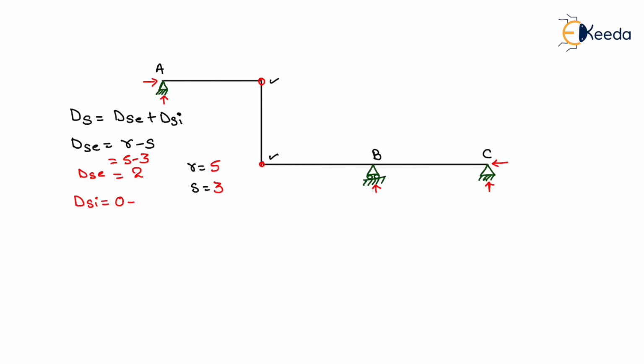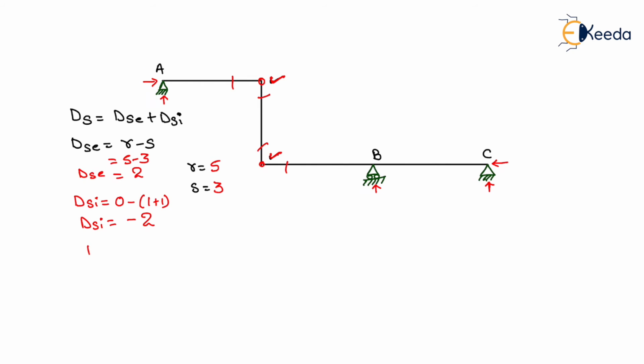Now for this internal hinge, there are two members connecting at this hinge, so we need to subtract only 1. Similarly, at this other internal hinge there are two members connecting, so we need to subtract 1 here also. Now the total internal static indeterminacy will be equal to minus 2. That will be the value of internal static indeterminacy of this structure.